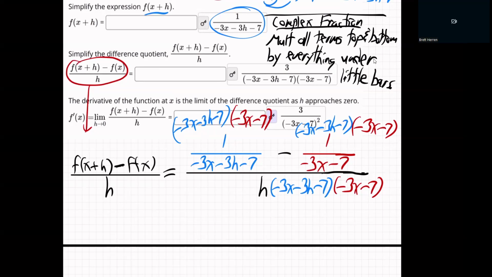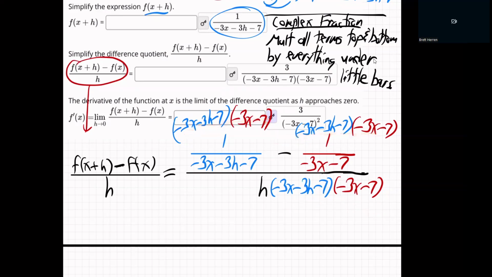As long as you do the same thing to all the terms there, top and bottom, then you haven't changed the value of the fraction. You just change the way it looks. It's legal, in other words. So whenever you mess with a fraction, you have to do the same thing to all the terms on the top as you do to all the terms on the bottom. So I multiplied all the terms by the red and the blue.